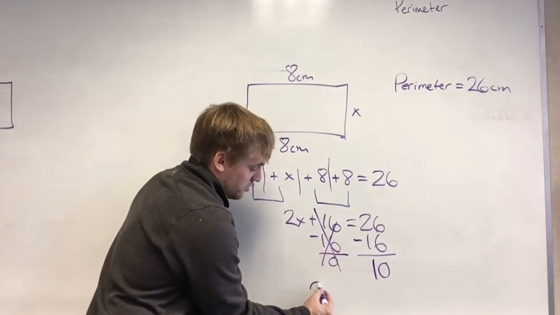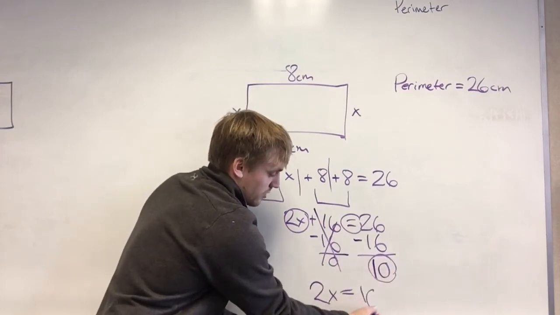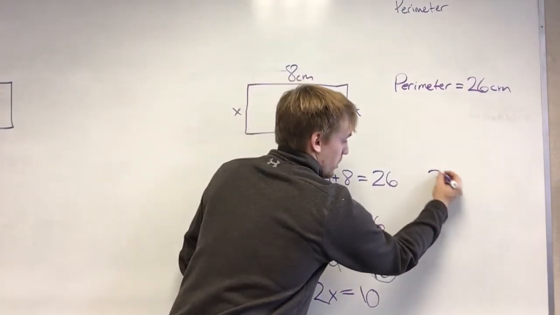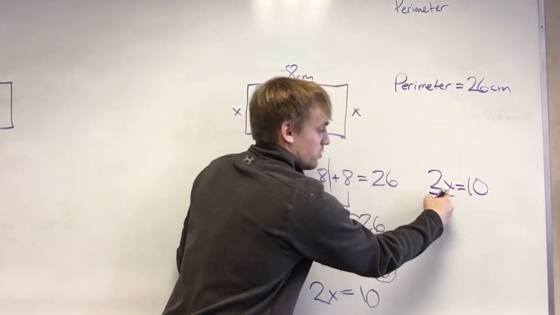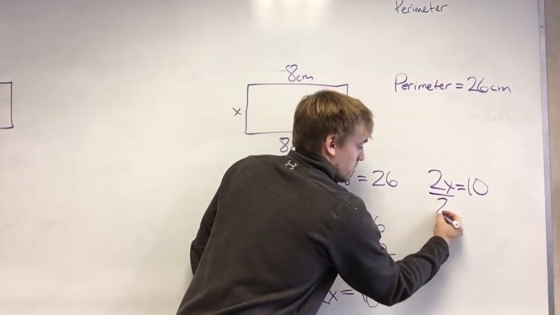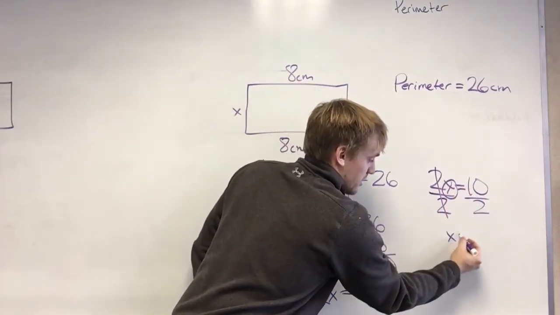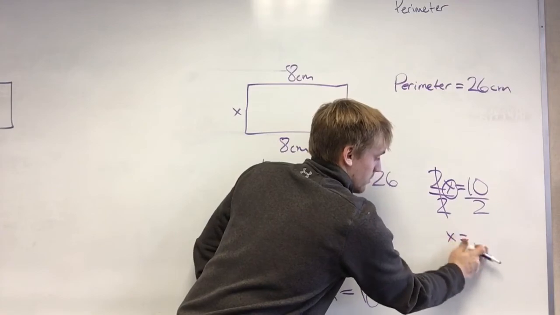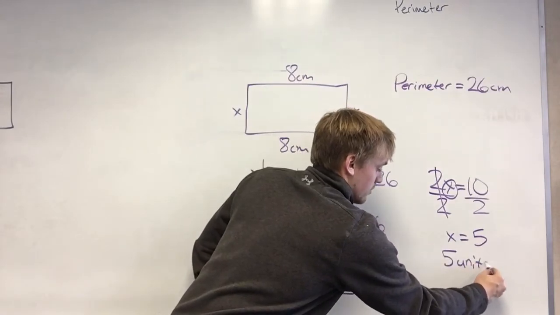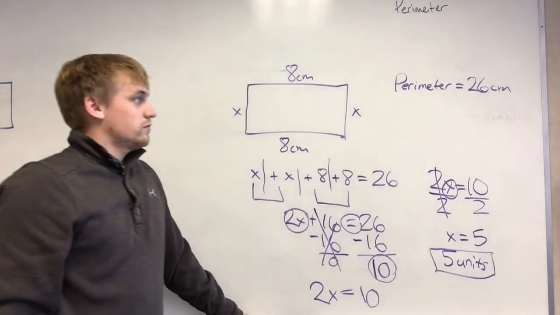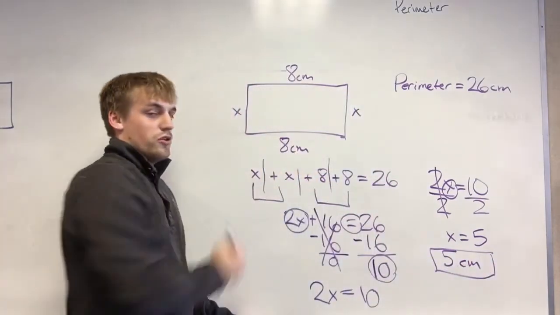And then we can bring everything down. So 2x comes down, equal comes down, and 10 comes down. I'm going to rewrite that over here. Now we can solve for x. Now it's just one step. 2 and x are being multiplied because they're right next to each other, so we divide by 2. Divide is the opposite operation. It gets x alone. x equals 10 divided by 2, which is 5. So our answer would be 5 units. Or excuse me, not units. Our answer would be 5 centimeters because we know the units.